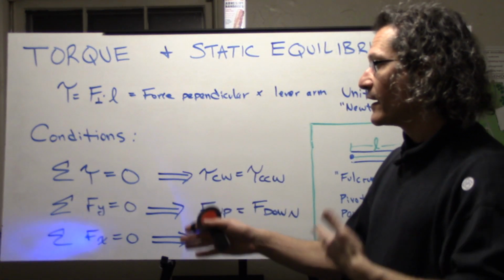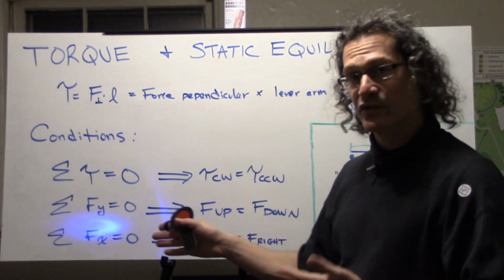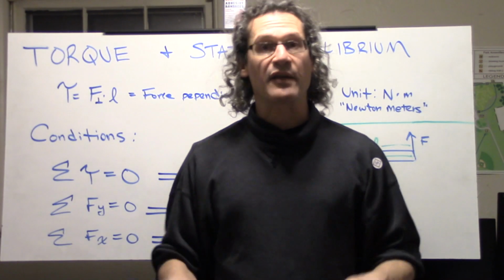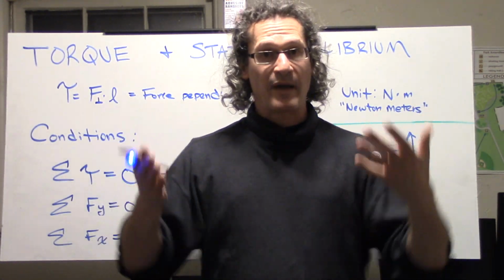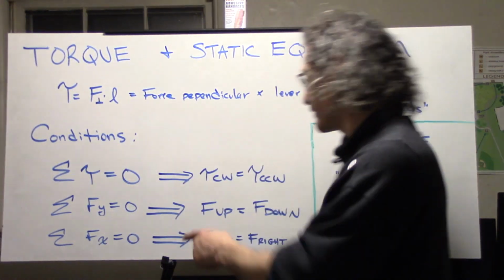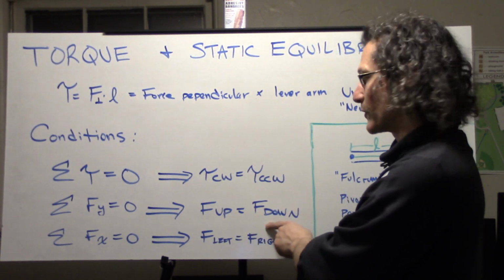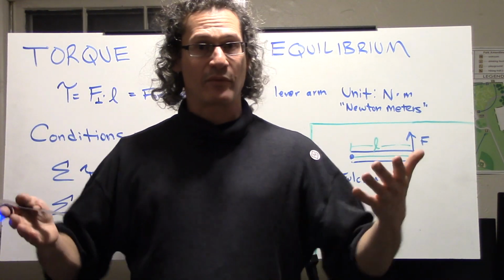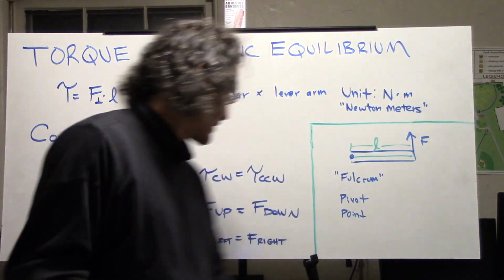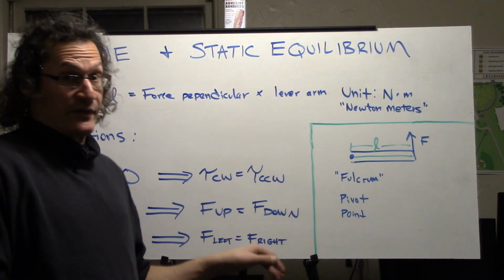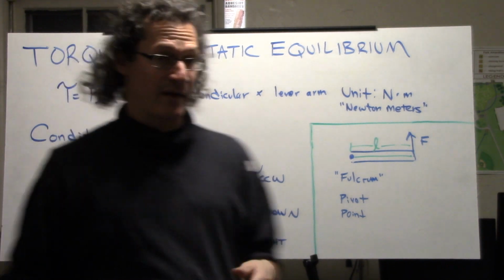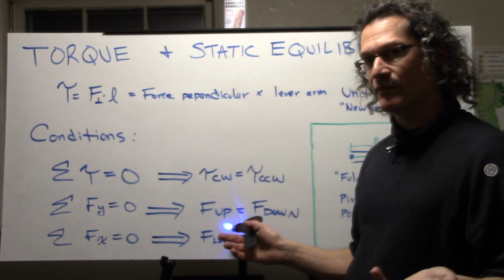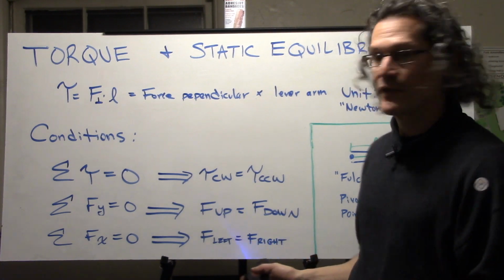You also need the sum of the forces in the y direction equals 0, and the sum of the forces in the x direction equals 0. In other words, you need an equal amount of force up and down. That's force up equals force down. And you also need forces that are equal left and right. So F left equals F right. Don't be frightened, it's just the F right, okay? It's not really fright. And this is the situation over here.